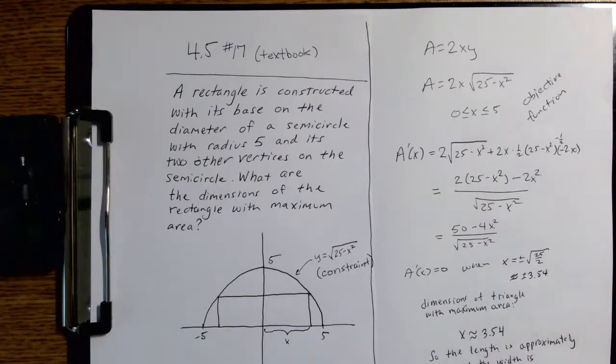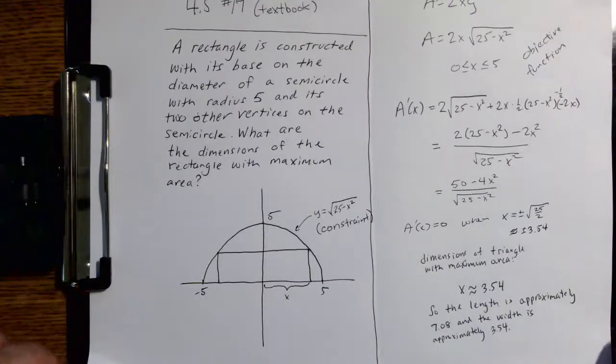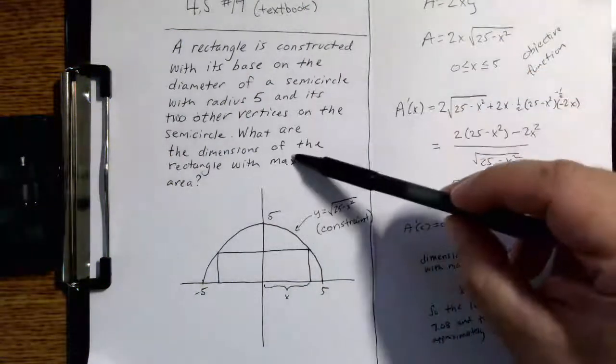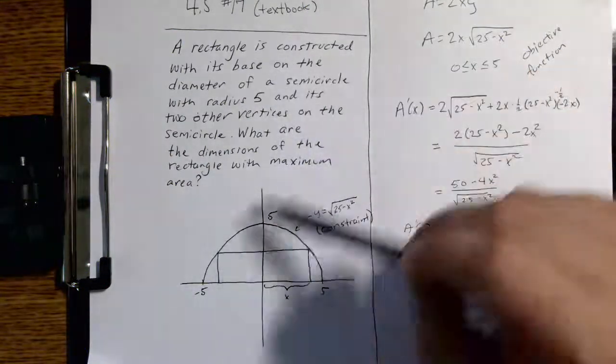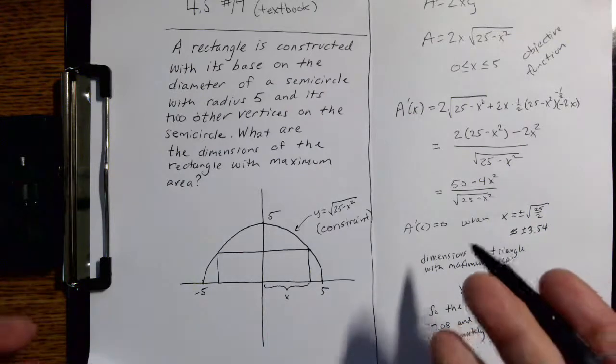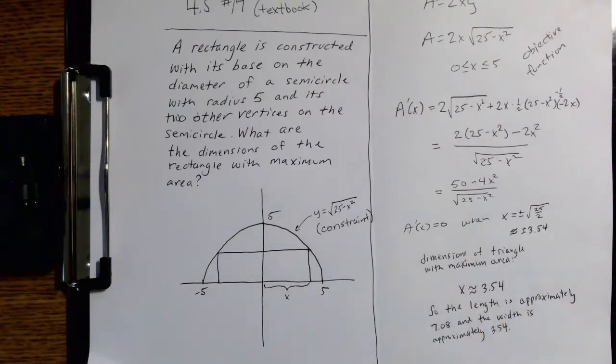Now the question asks for the dimensions. So just to wrap this up, we want to make sure we answer the question that's asked. That's an important thing to remember. Well, in any word problem, really, but in optimization problems in particular, you want to make sure that you answer the question. Sometimes they might say, what is the maximum area? Or it might say, find the dimensions. Or maybe it just says, find the length. Or, it really can vary from problem to problem. So be sure that you answer the problem that's asked.